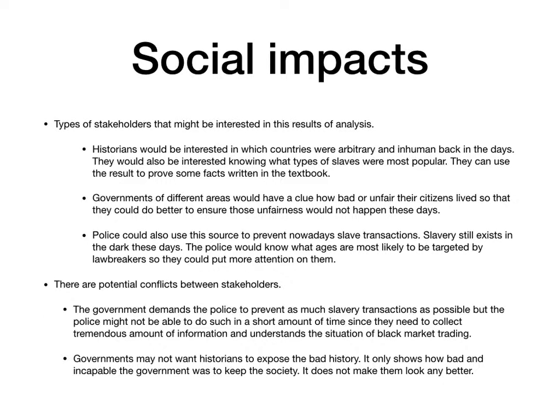However, there are some potential conflicts between stakeholders. The government demands the police to prevent as many slavery transactions as possible, but the police might not be able to do so in a short amount of time, since they need to collect a tremendous amount of information and understand the situation of black market trading. You can't just walk to a homeless person and tell them to be aware of a certain amount of people.